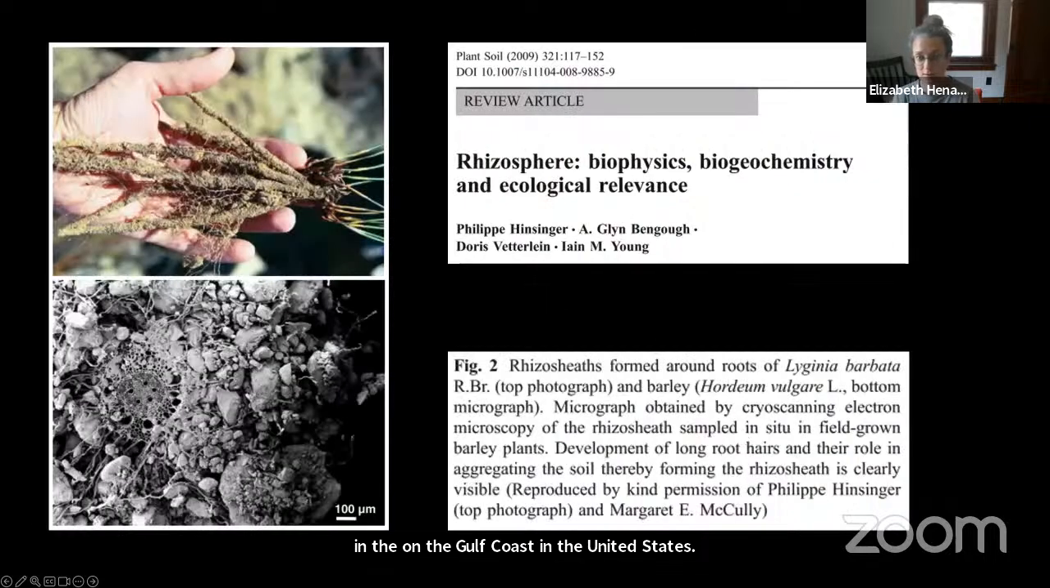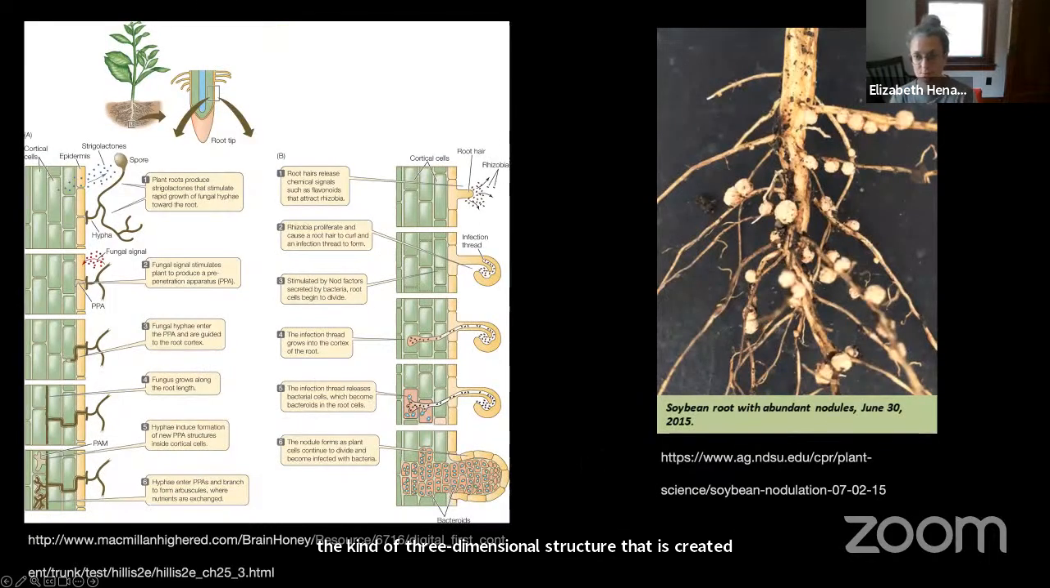Microbes coexist with plants. So there are really beautiful collaborations between plants, the root structures of plants, and microbial species. Rhizosphere is a word that you can use to find out more about the kind of three-dimensional structure that is created by plant roots in soils and how that hosts microbial species.